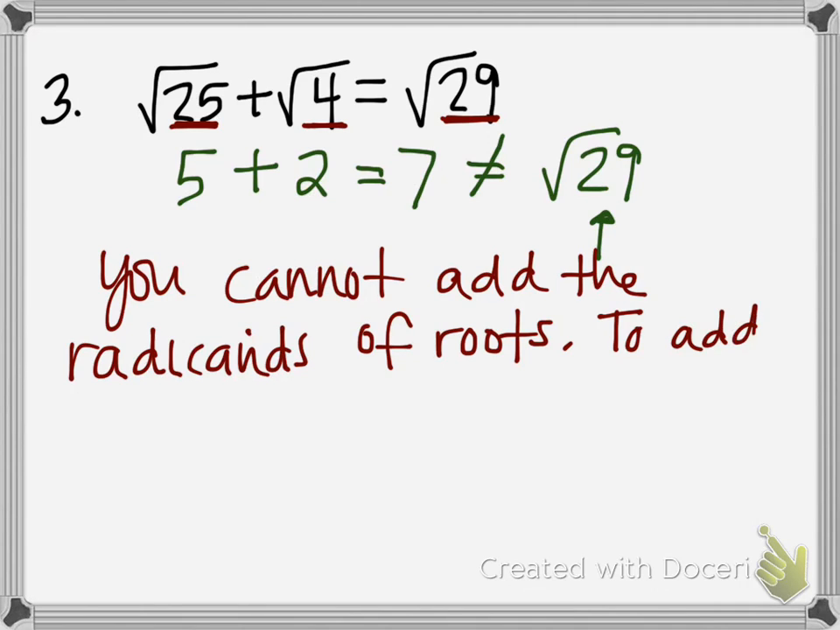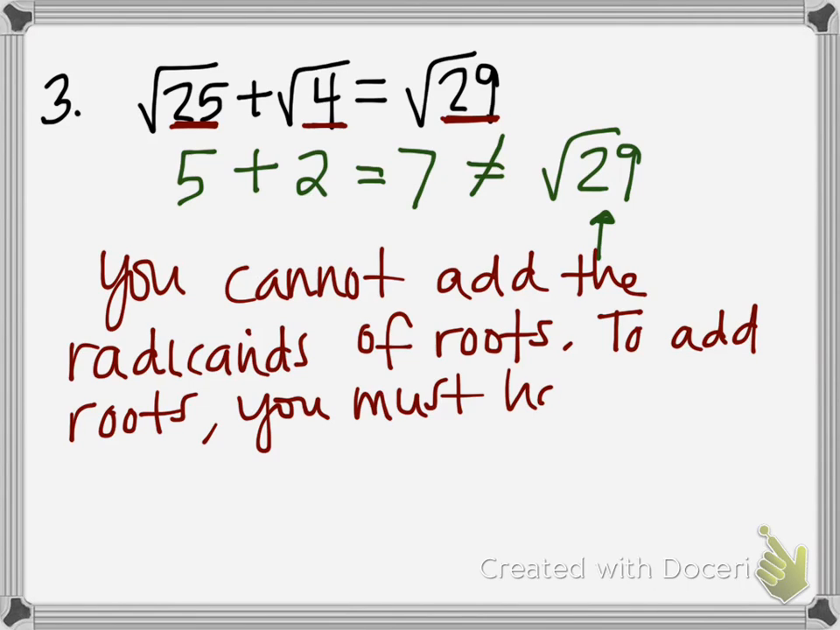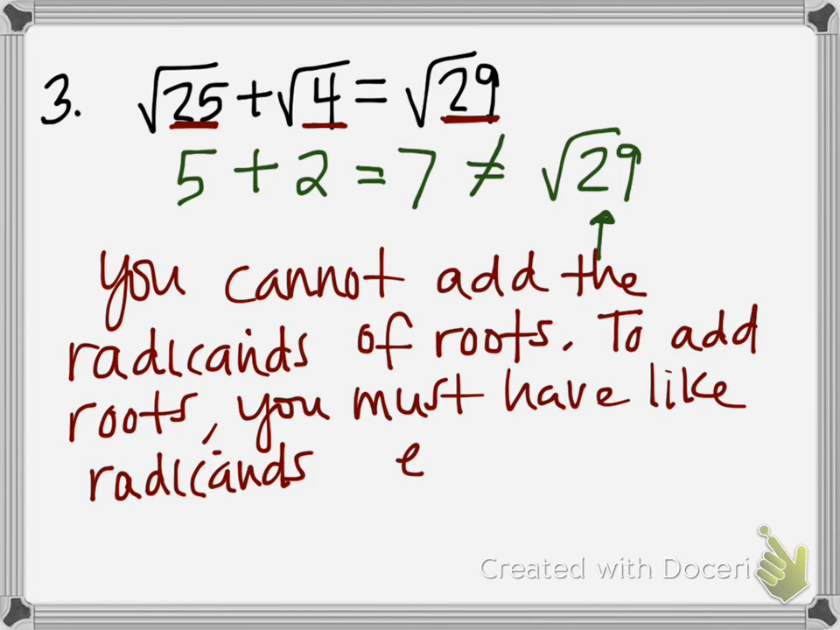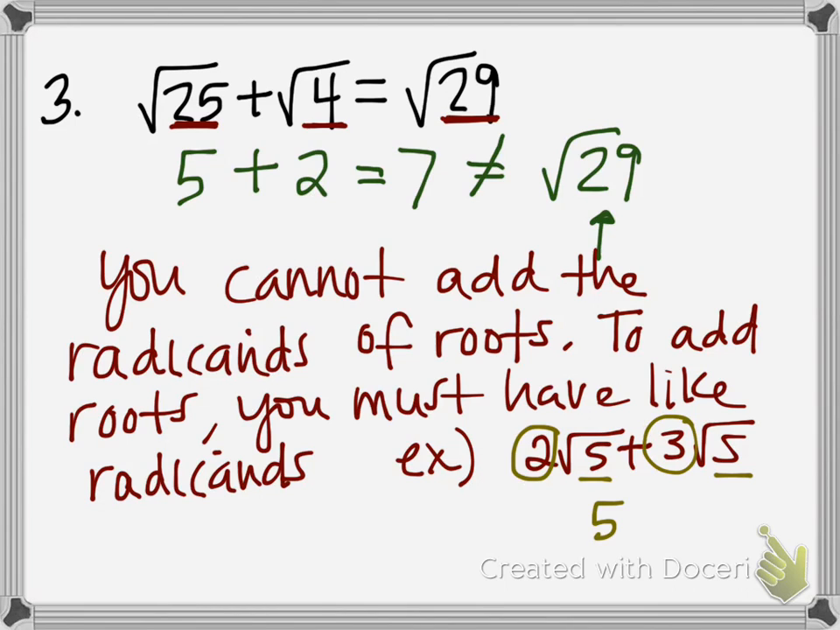To add roots, you must have like radicands. For instance, if I had 2 square root of 5 plus 3 square root of 5, I would have like radicands. The inside numbers are the radicands. So if I was trying to total this, I would say this sum, well, 2 plus 3 would be a total of 5 square root of 5.